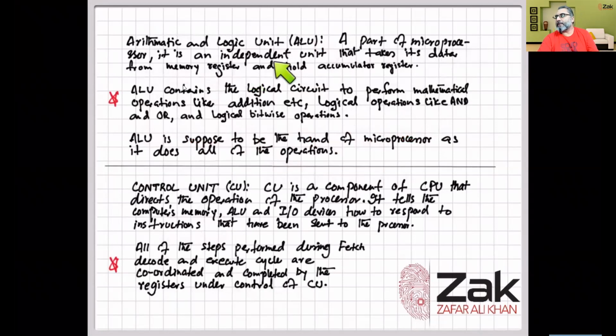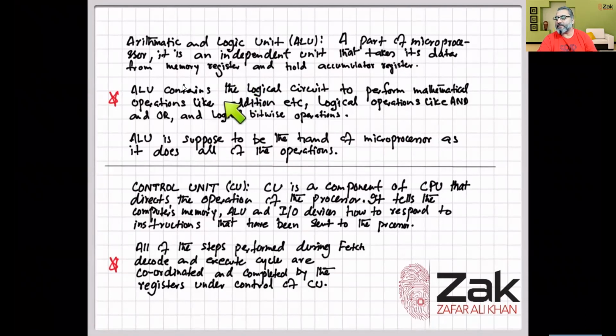Arithmetic and logic unit, a part of the microprocessor. It is an independent unit that takes its data from memory registers and holds it in the accumulator register. It does all the operations and it works in sync with the system's clock. The faster the clock, the faster the work of the arithmetic unit.